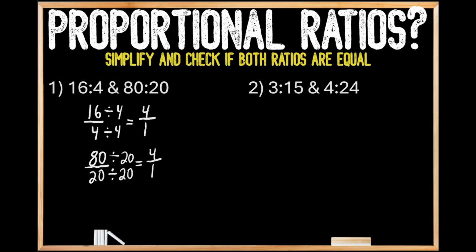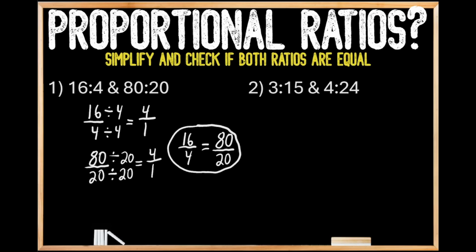And as we can see, both of these ratios are equal, which means that these ratios form a proportion, which we can write as 16:4 is equal to, it forms a proportion with 80:20.